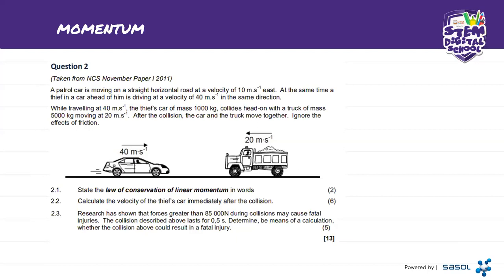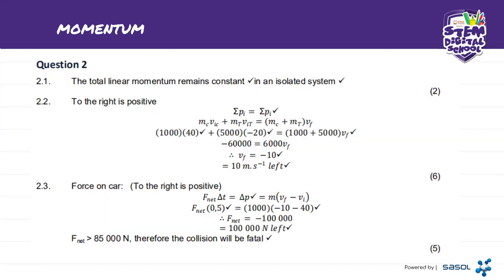So what they say here is that according to research, it shows that if a force is greater than 85,000 Newton during collision, it may be fatal. Okay, so what are we going to do? Now we're going to first start with the force on the car. Why are we doing the force on the car? Because remember when we calculated the velocity, it showed that after the collision, they moved in the direction that the truck was moving in. So which means that the force impacted the car much more. So now the force on the car, we're going to change it to be a positive.